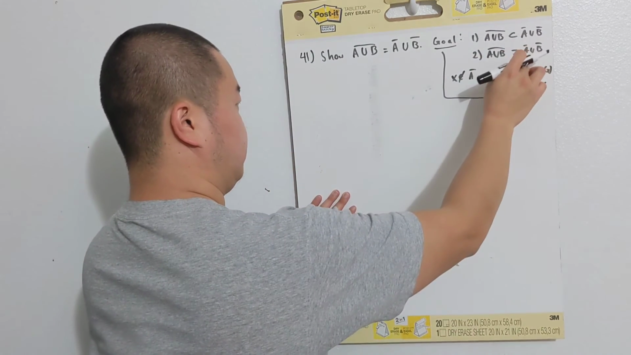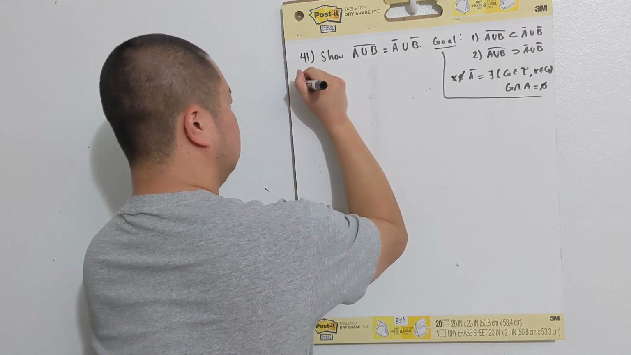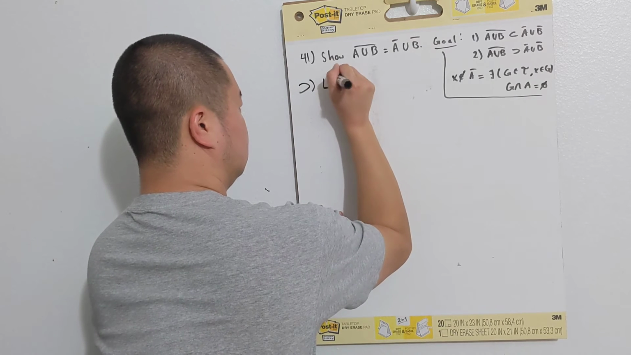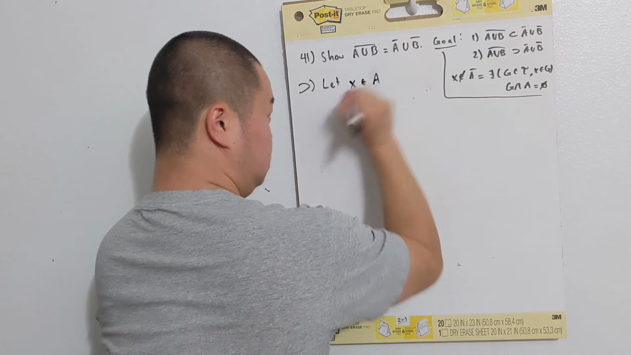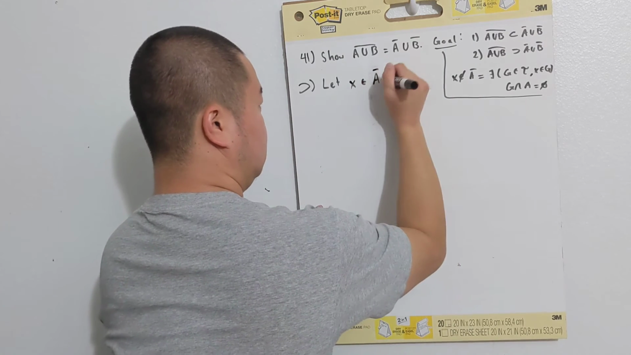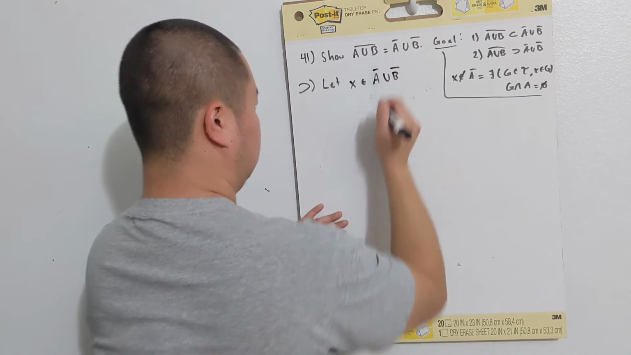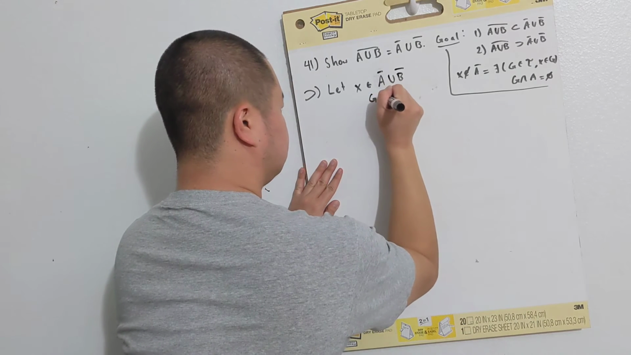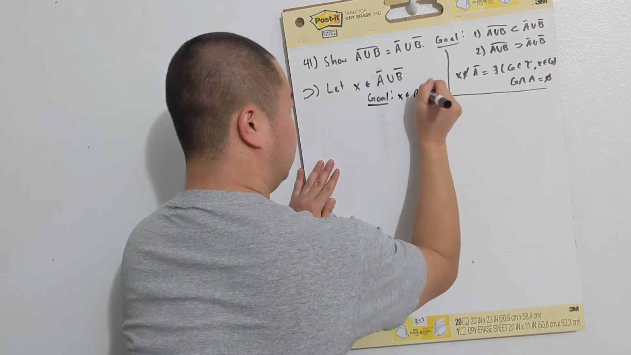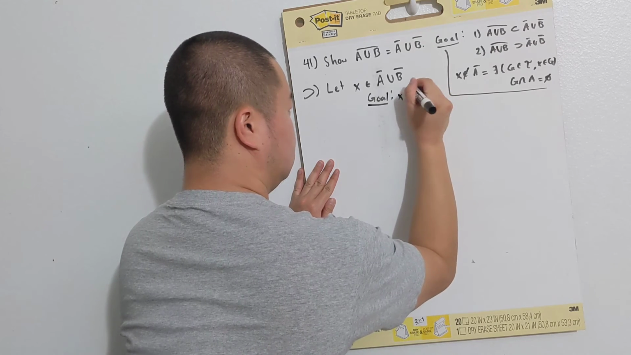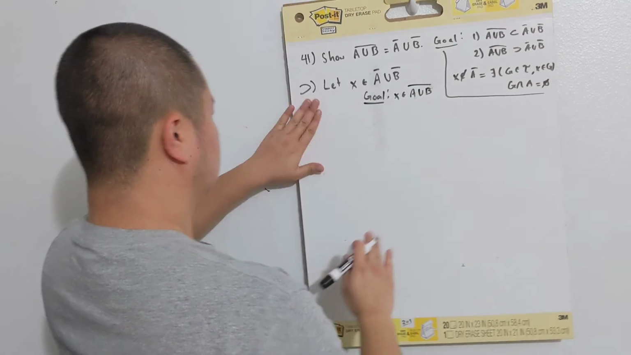So we're going to prove it the other way. Let X be in the closure of A union the closure of B. So the goal, we need X to be in the closure of A union B.